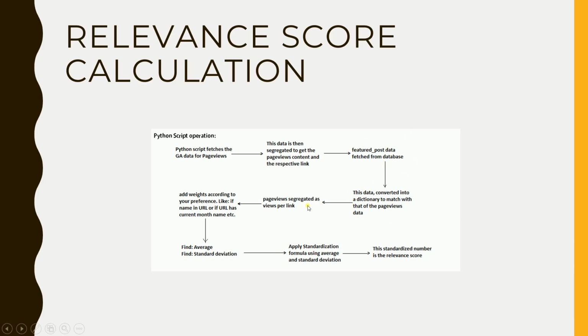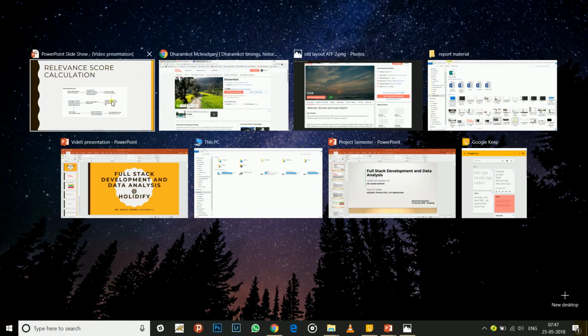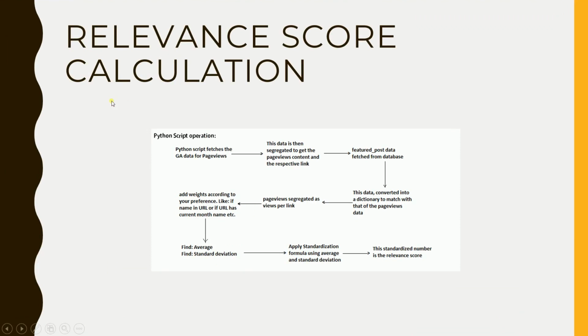The page views are then segregated by views per link, and weights were added to the links as per their preference. That is, either the name of the URL is in the name of the post, or the current one's name is in the name of the post. After that, the average of those values and the standard deviation of the values are found, and that data is used to get the standardized result from the whole list. That standardized number for each and every value is used as the relevance score for that data. This data is then updated into the database server, and the final outcome is displayed with the new relevance score.